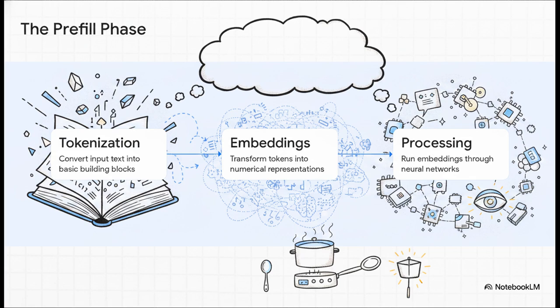Let's look a bit closer at that heavy lifting in the prefill phase, because before a model can write, it has to read. It first tokenizes your input into basic building blocks. Then it converts those blocks into embeddings, which are essentially just numerical representations of what those words mean. Finally, it runs those embeddings through its neural networks to create a rich, deep understanding of your context. This is incredibly computationally intensive. It's basically reading and comprehending the entire recipe before it even turns on the stove.